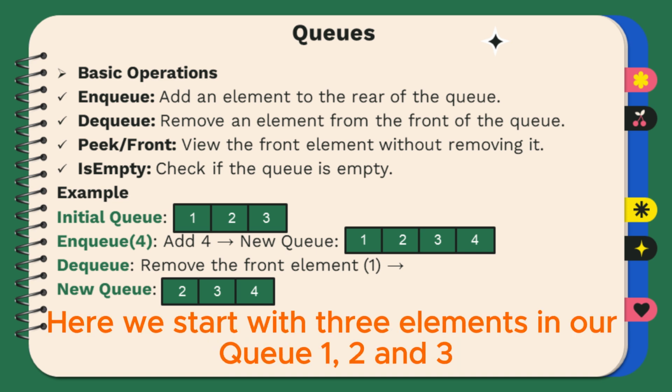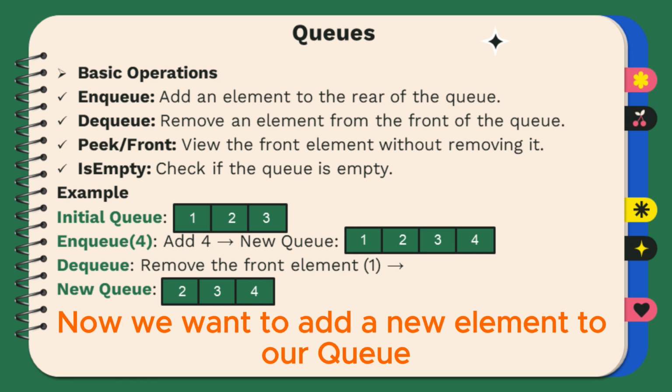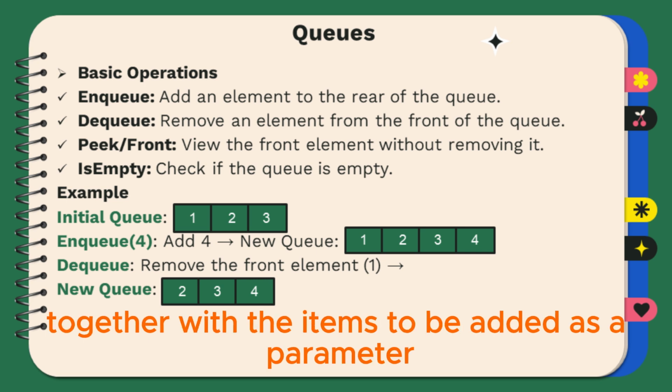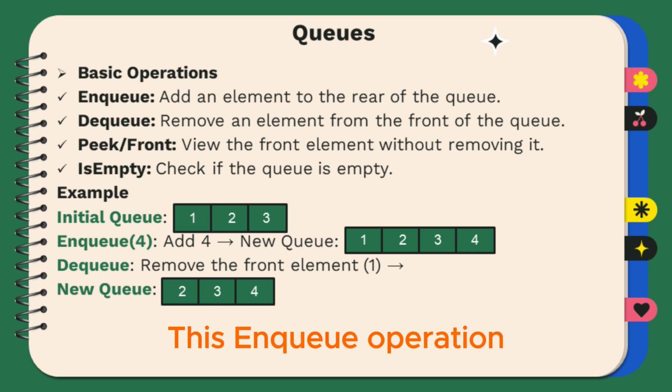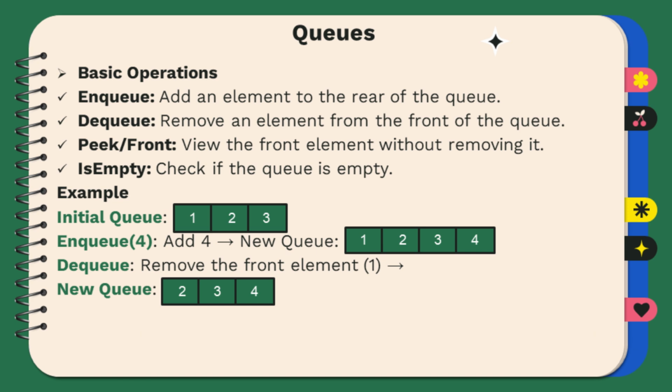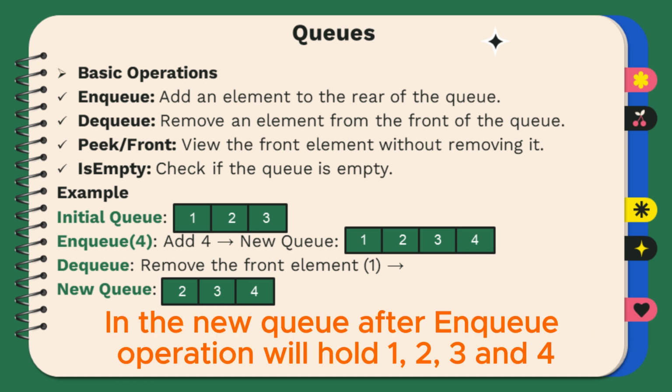Here we start with 3 elements in our queue: 1, 2, and 3. Now we want to add a new element to our queue, which is the number 4. So we'll use the enqueue operation together with the item to be added as a parameter. This enqueue operation adds the item to the rear of the queue, and the new queue after the enqueue operation will hold 1, 2, 3, and 4.